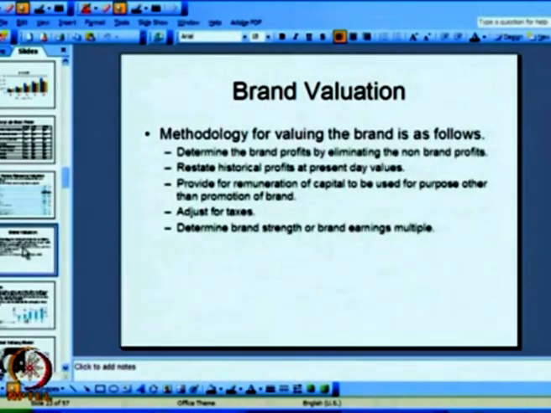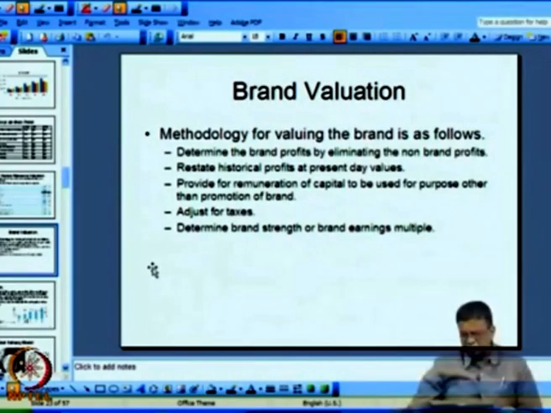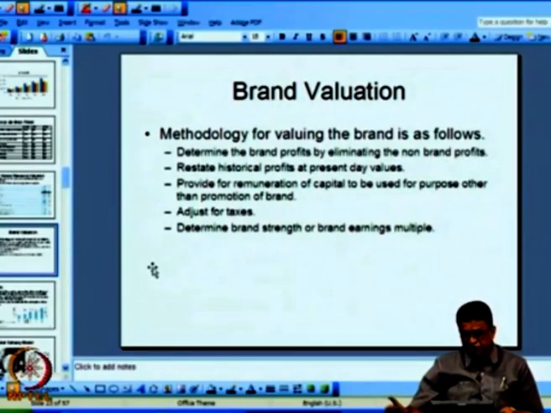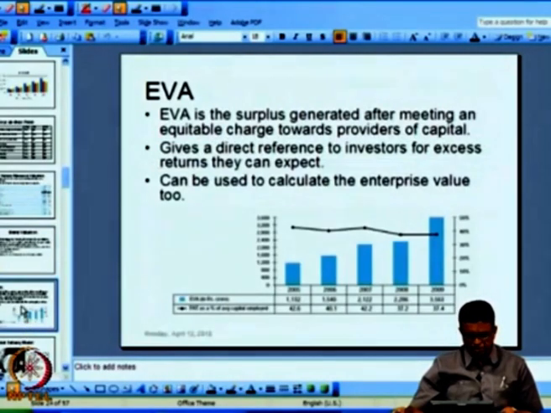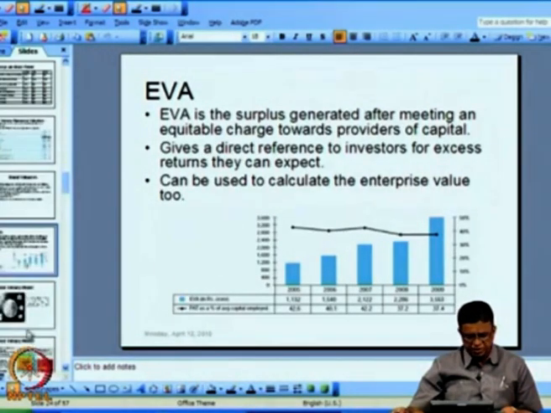The brand evaluation model, again a methodology for valuing the brand. So, what does Infosys do? Determines the brand profits by eliminating non-brand profits, restates historical profits at present day values, then provides for remuneration of capital to be used for purposes other than promotion of brand, adjusts for taxes, determines the brand strength. Then the economic value added is again given to you in this method.